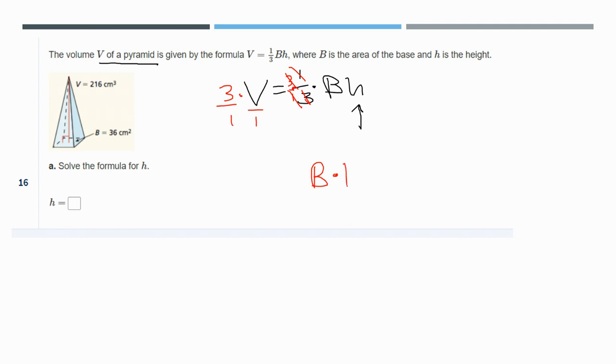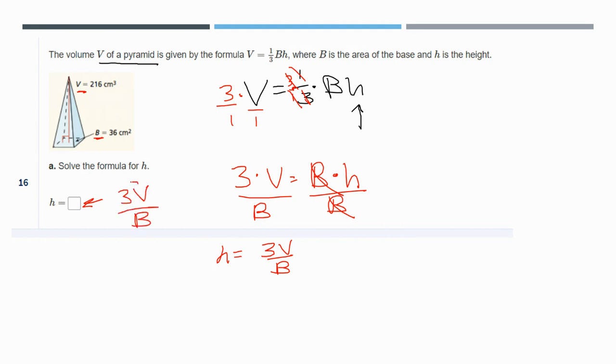I get base times height equals 3 times V. I don't need the divided by 1. Both of these are whole numbers because they are divided by 1. Next, I'm going to remove the base, because that's with h. And the opposite of multiplication is division, so I divide by base, and that is my answer. Height equals 3V over B. Capitalization counts here because they imply volume and base are capital letters. You have to use capital letters in your answer. 3 capital V over capital B is our answer there.